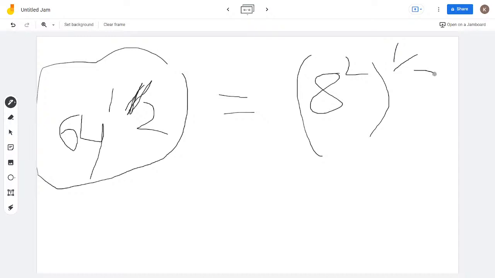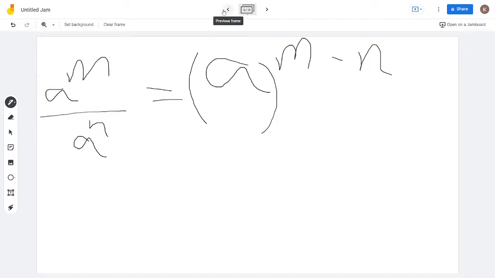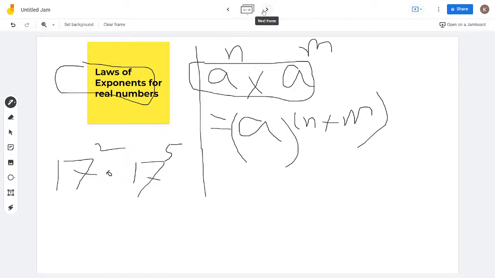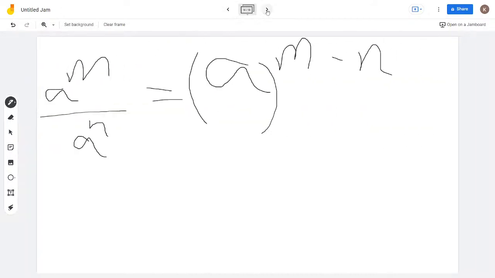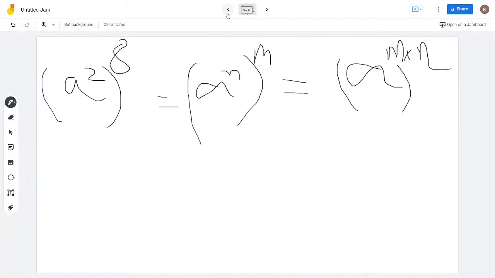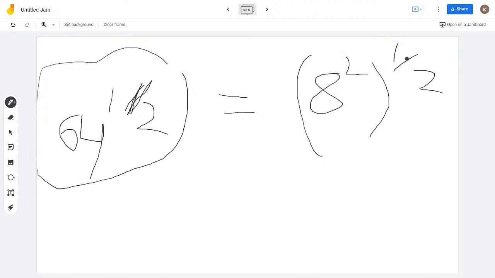And you know from the laws of exponents that if a is having power n and the whole a to the power n is having power m, you can simply multiply the powers, right? And here also you can see it is 8 to the power 2 and the whole 8 to the power 2 is again having power 1 by 2.